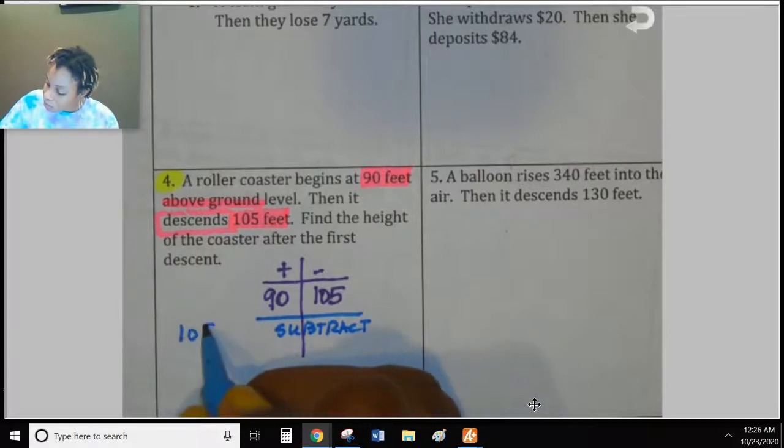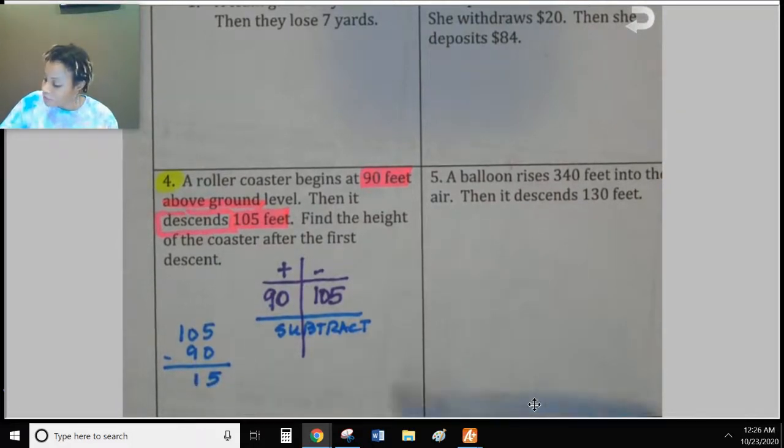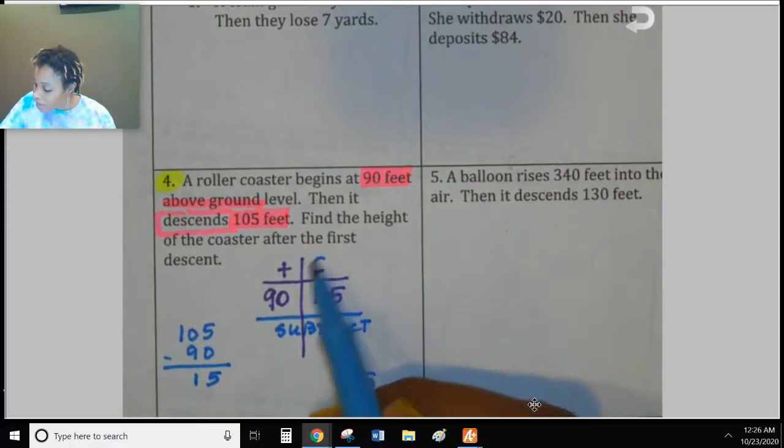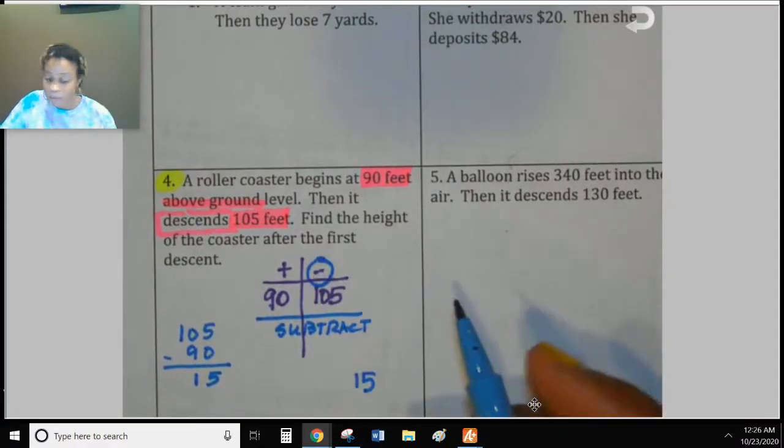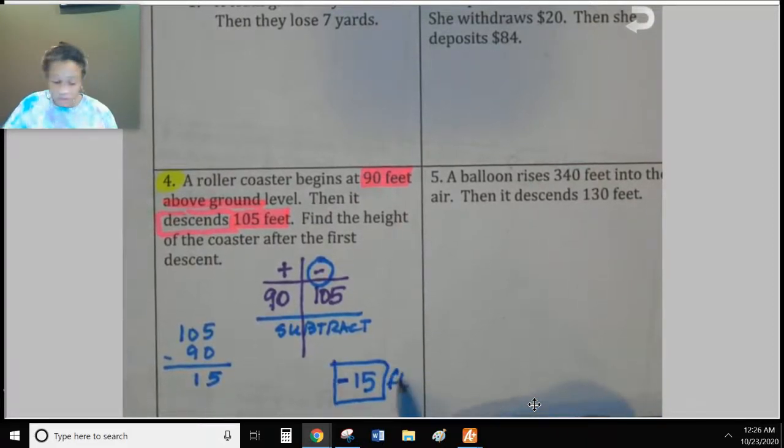So I have to subtract those numbers. You can do side work. And I'm going to get 15. Remember, you're going to take the sign of the larger number. So the larger number is 105, and it's in the negative column. So my answer is going to be negative 15, and that's probably feet. Negative 15 feet, okay? So where would the roller coaster be after the first descent? It will be a negative 15 feet.